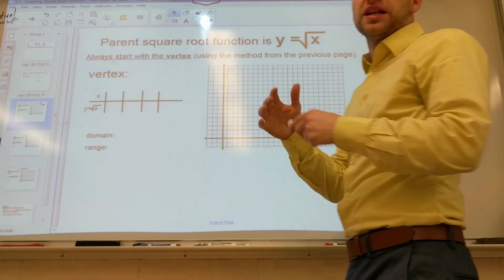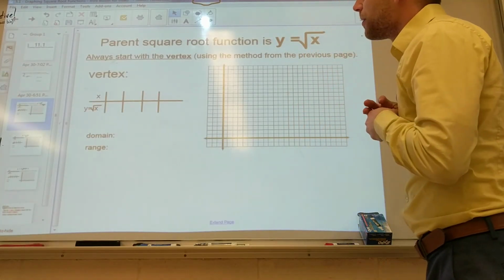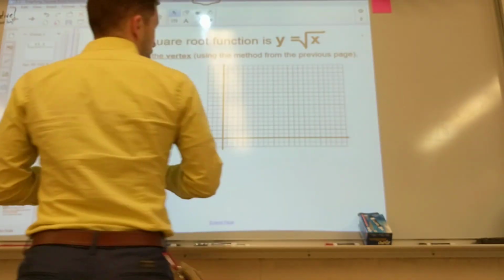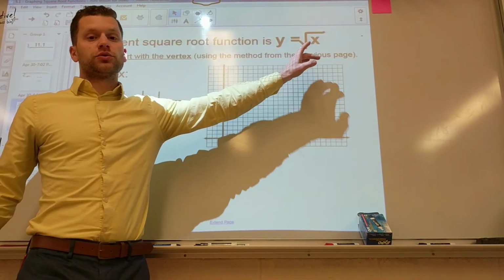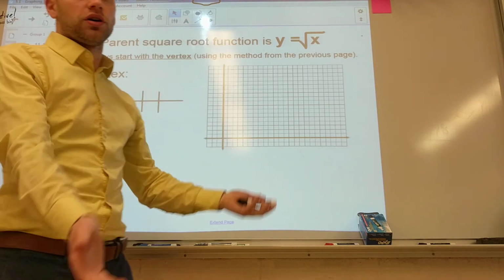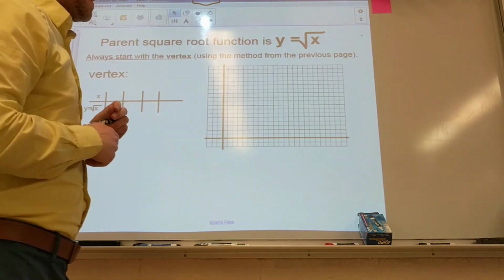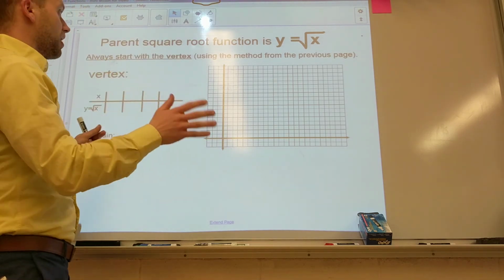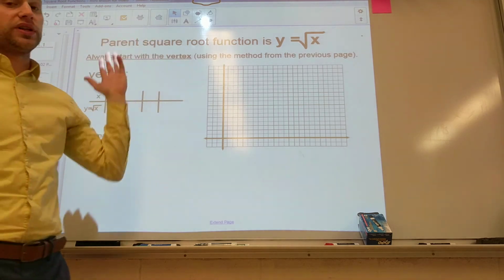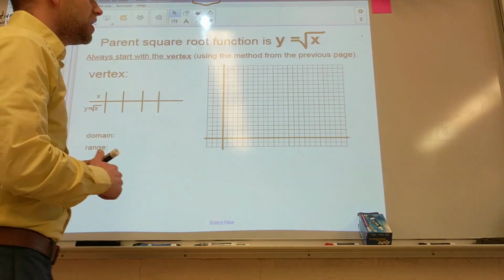And welcome back. Okay, so now we're going to go ahead and graph a couple square root functions. We're going to start with the parent function. So here we go. The parent function is y is equal to the square root of x. So we could just plug in values all willy-nilly, but we're not going to do that, okay? We do have a process. So we're always going to start with the vertex, okay, using the method we just did from the previous page.